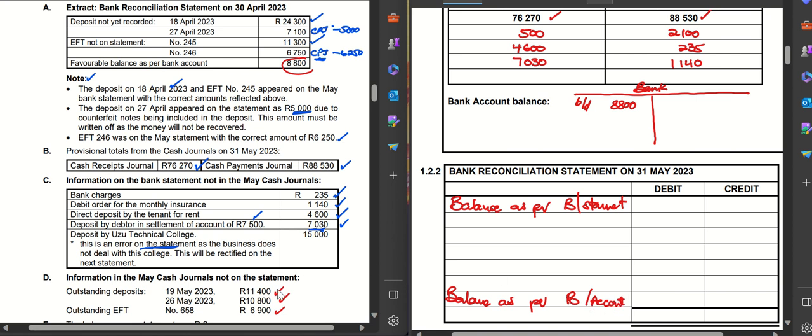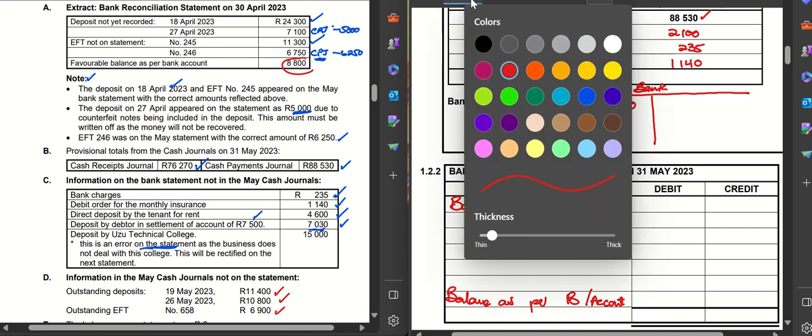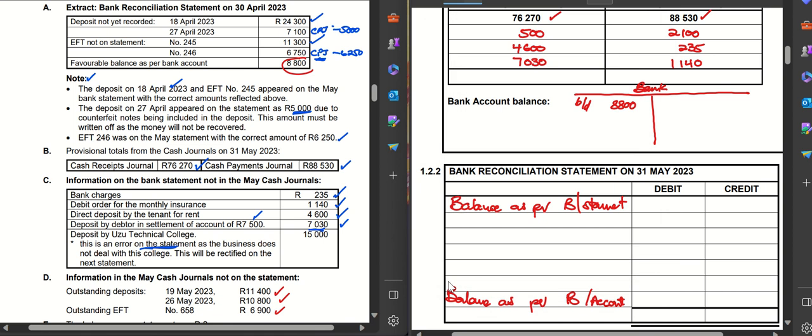All right. We are told here that there's an error here of 15,000. So I can come here. I can say there is an error on statement. Or I can say this is an incorrect deposit. Or I can say we have an incorrect deposit. Others can say debit amount incorrectly credited. The amount still, remember, is 15,000.